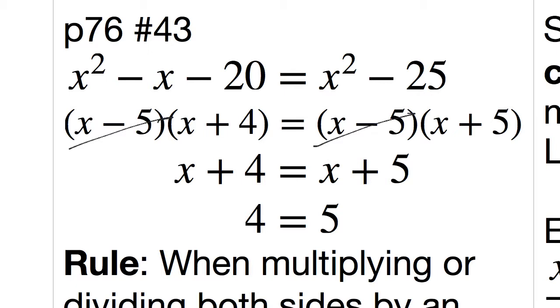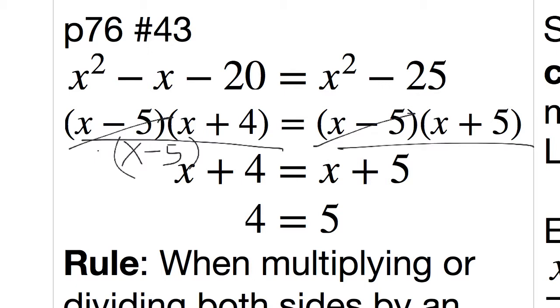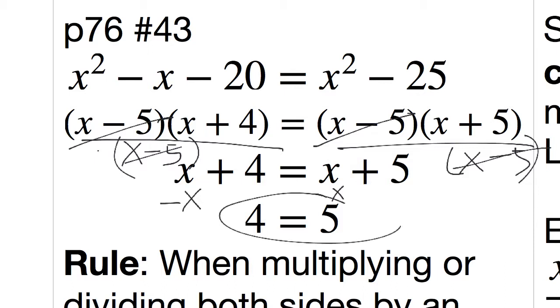They cancel. And in fact, I could even write it as a fraction, over x minus 5, over x minus 5. So when you divide both sides by x minus 5, they cancel out, and you're left with x plus 4 is equal to x plus 5. Subtracting x from both sides, you get 4 is equal to 5. What? That's not even true. How is that possible?